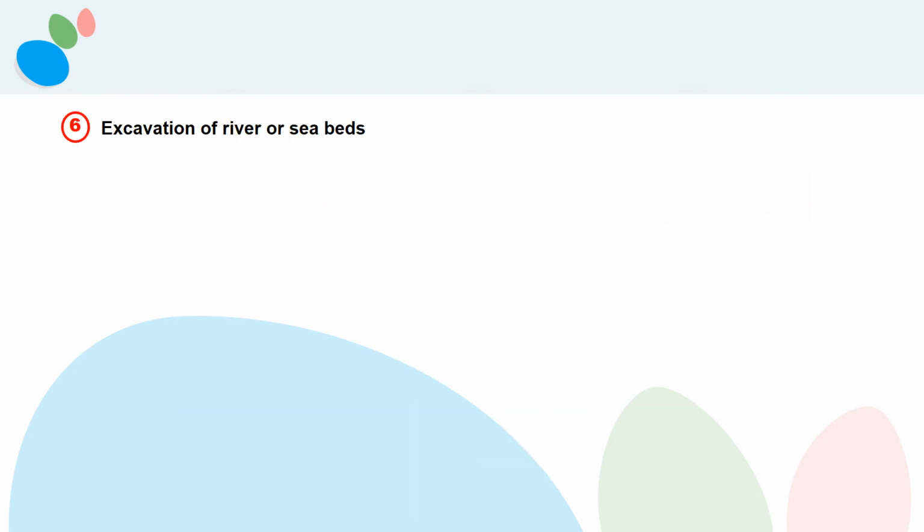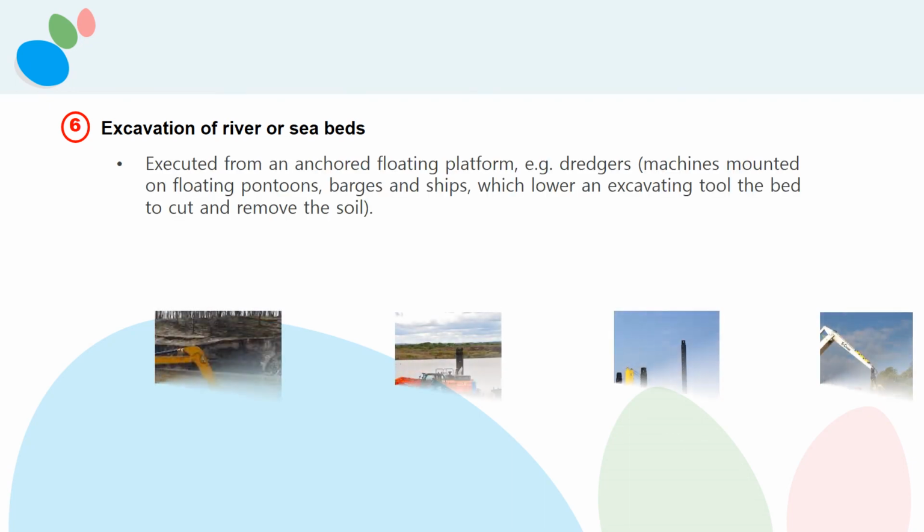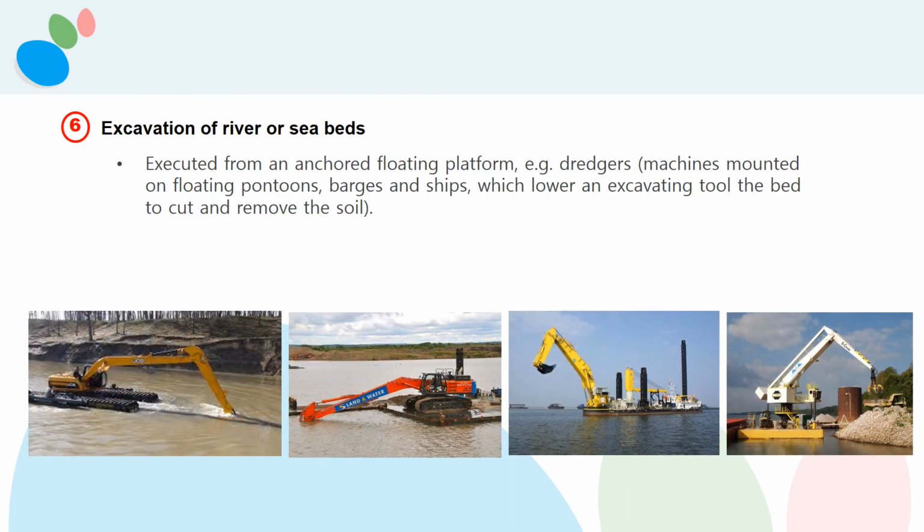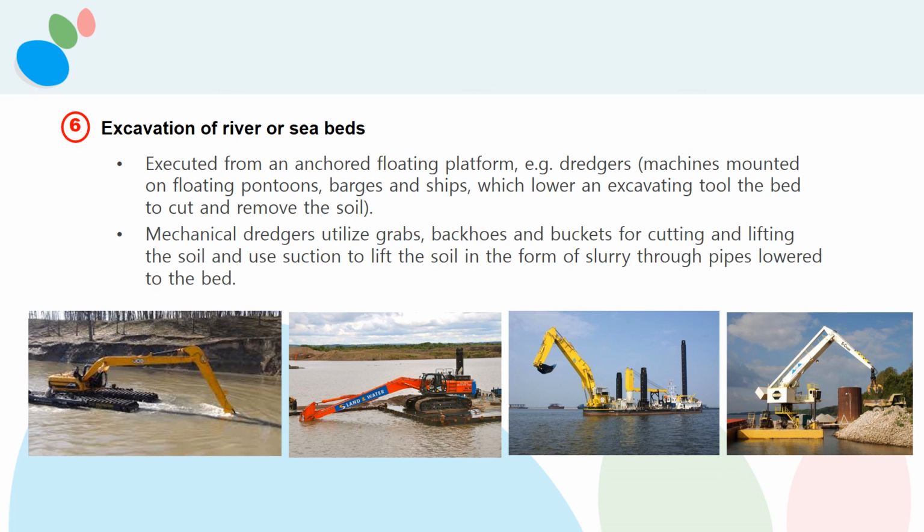6. Excavation of river or seabeds. Executed from an anchored floating platform, for example dredgers, machines mounted on floating pontoons, barges and ships, which lower an excavating tool to the bed to cut and remove the soil. Mechanical dredgers utilize grabs, backhoes and buckets for cutting and lifting the soil, and use suction to lift the soil in the form of slurry through pipes lowered to the bed.